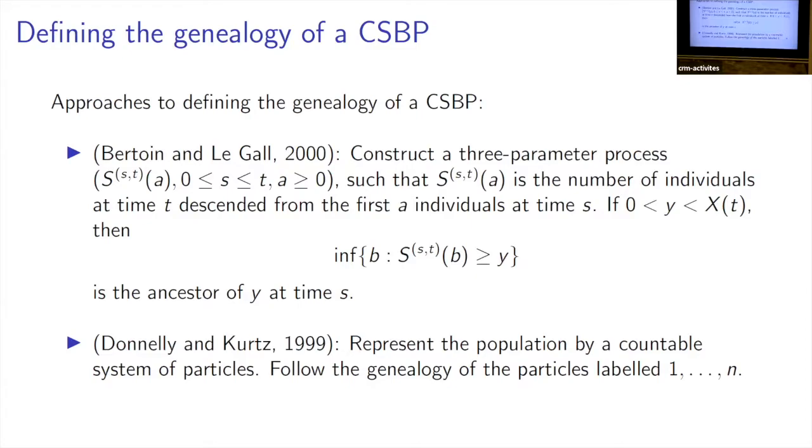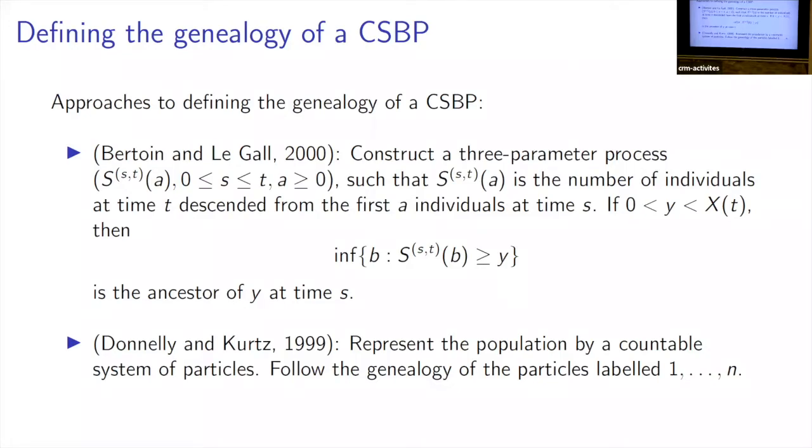And so then if y is an individual in the population at time t, so that means y is a number between 0 and X_t, then we can identify its ancestor in the population at time s to be the infimum of the set of all b's such that S_{s,t}(b) is bigger than or equal to y. So basically, this is how big the population size would have had to have been at time s in order for there to be at least a population size of y at time t.